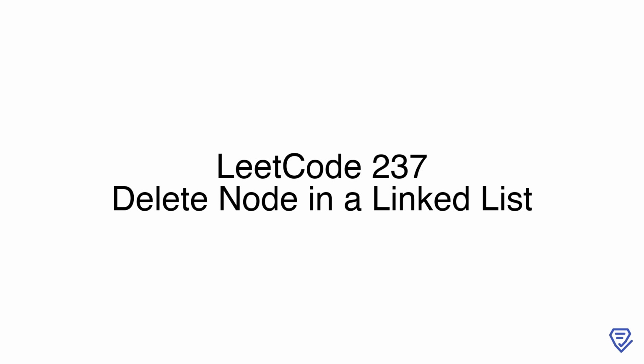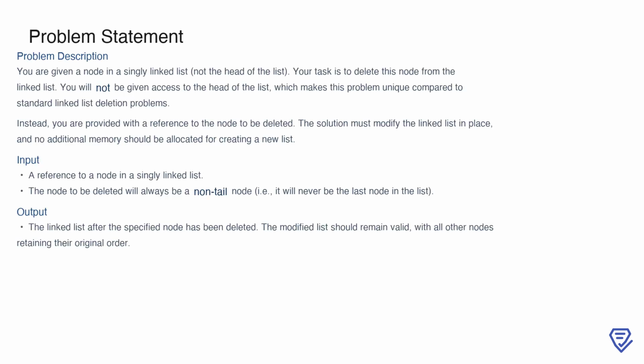Let's dive in. In this problem, you are tasked with deleting a specific node from a singly linked list, but there's a unique twist. Instead of having access to the head of the list, you're only given a reference to the node that needs to be deleted. This makes the problem different from standard linked list deletion problems where you typically have access to the entire list.